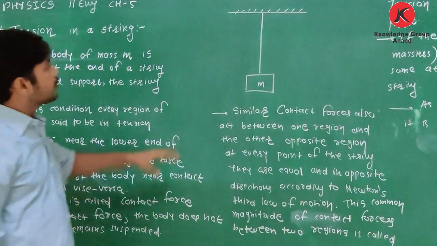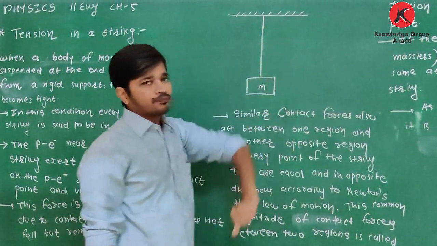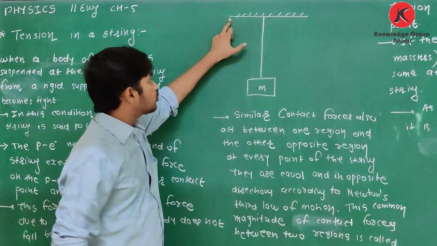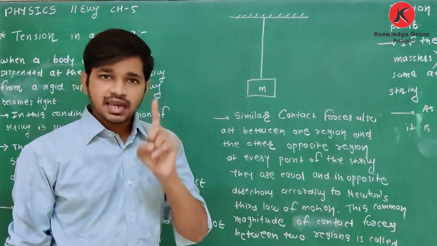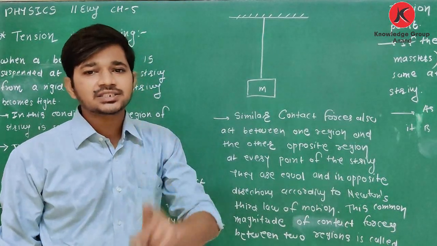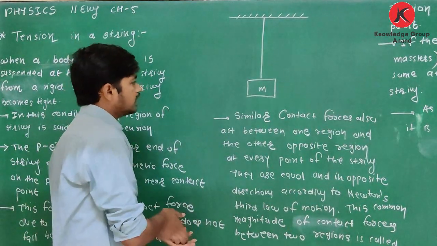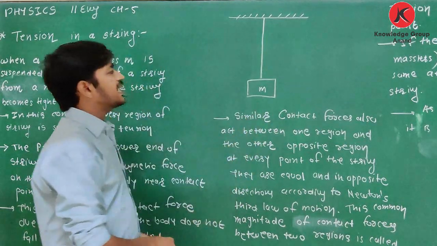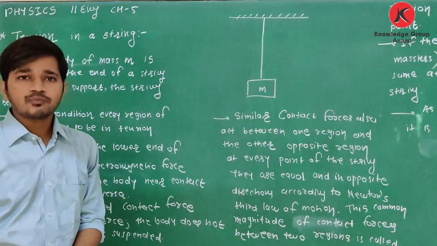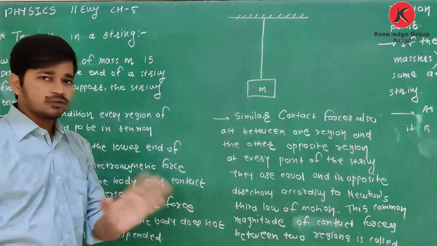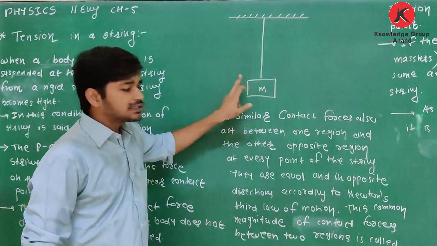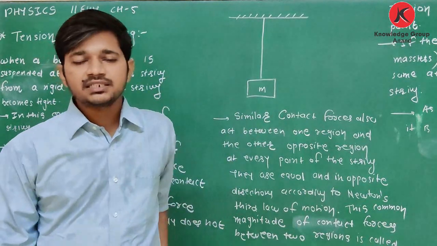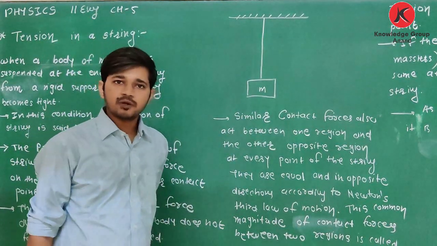See, if I have a rigid support, from this rigid support I have connected one light string, or we can say a massless string, having negligible mass. One block of mass m is suspended. So it is clear, okay? From the rigid support, with the help of one string, a mass m is suspended. Clear about this?